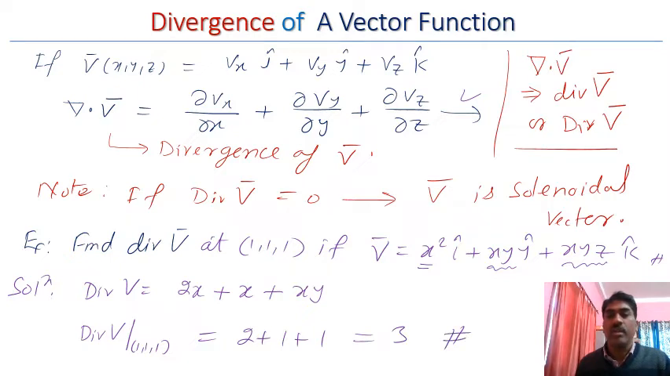Remember that the dot product is a scalar quantity, so the divergence of a vector will be a scalar quantity, while the gradient of a scalar is a vector quantity.